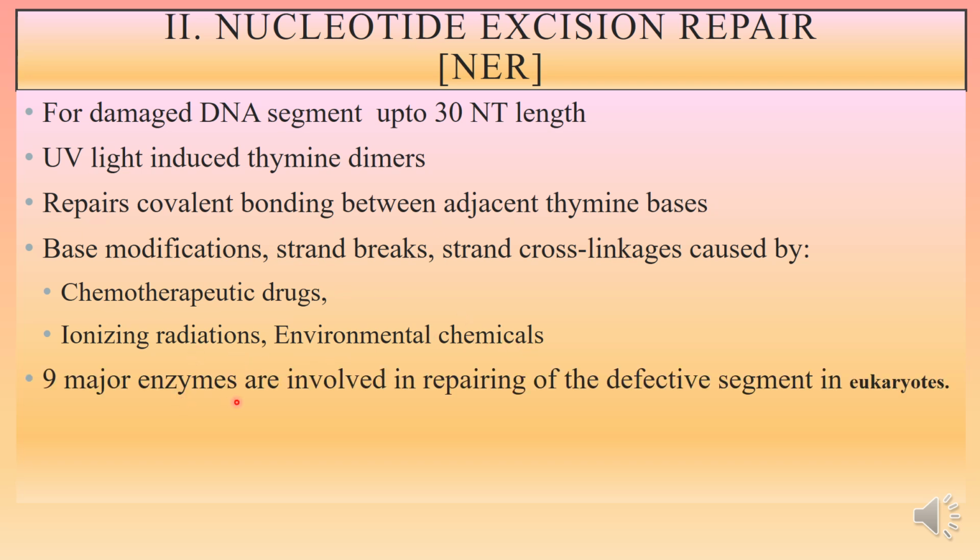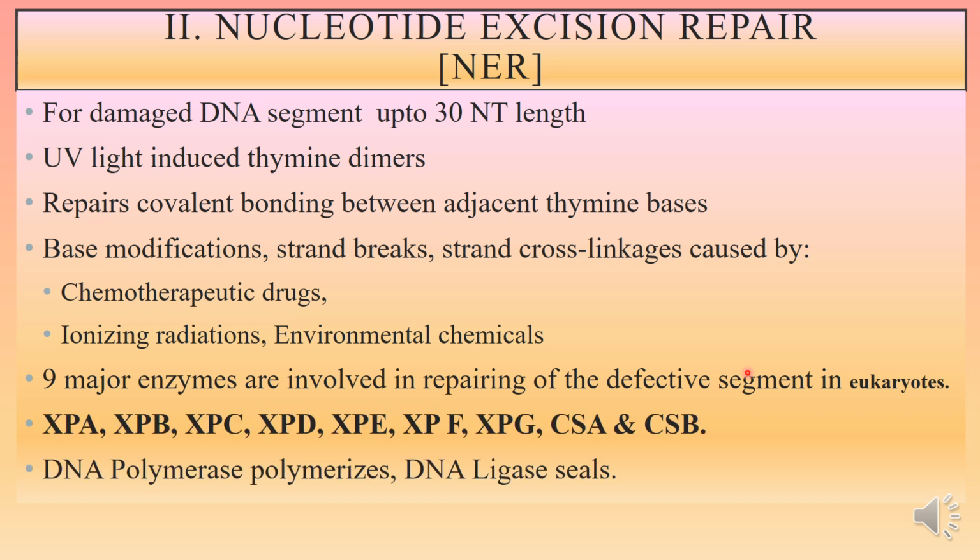There are 9 major enzymes that are involved in repairing the defective segment. The names of these enzymes are based on the disease. These include XPA, B, C, D, E, F, G, where XP stands for Xeroderma pigmentosum, whereas CS stands for Cockayne syndrome, so CSA and CSB. DNA polymerase polymerizes and DNA ligase seals the gap.